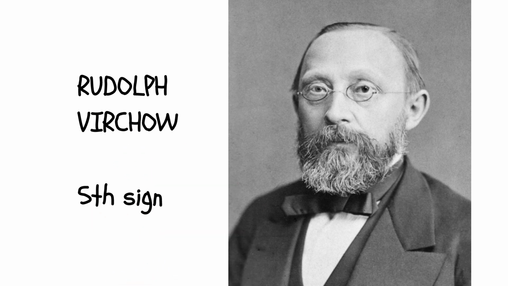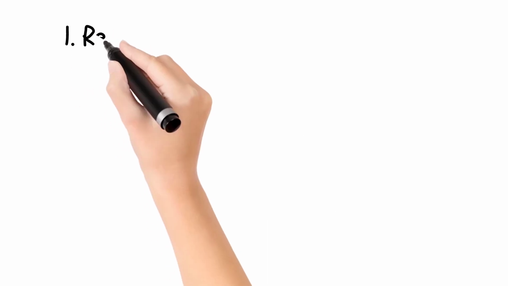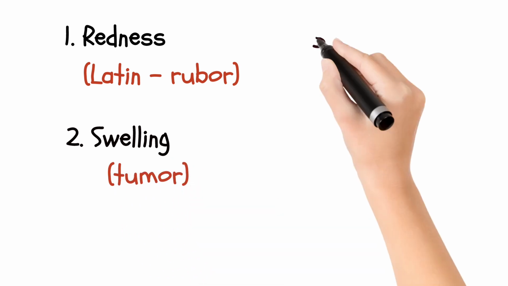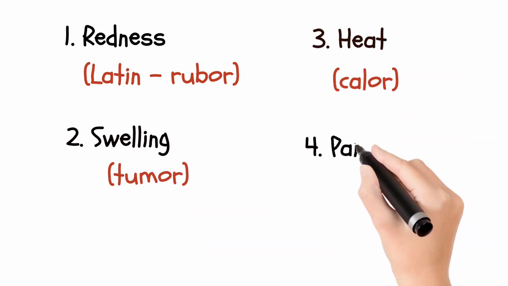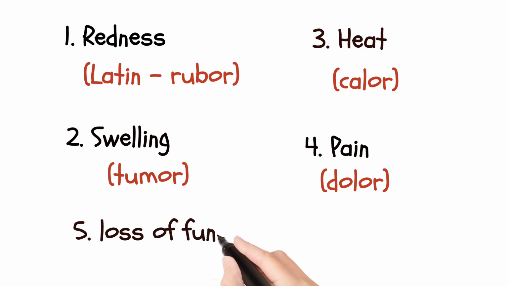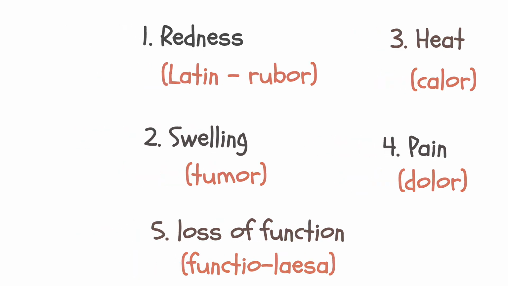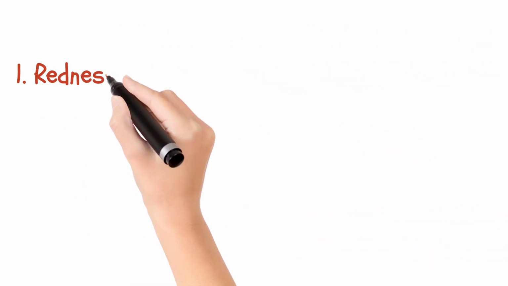So the 5 cardinal signs include redness, in Latin rubor, swelling, in Latin tumor, heat, in Latin calor, pain, in Latin dolor, and loss of function, in Latin functio laesa. Okay, so we have here redness, swelling, heat, pain, loss of function as rubor, tumor, calor, dolor, and functio laesa. So I'm talking about the signs one after the other. The first one we have here is redness, in Latin rubor.